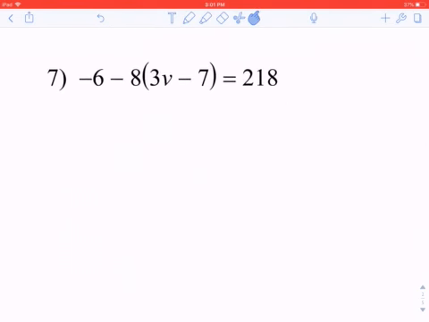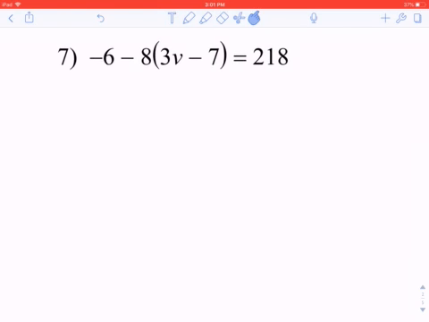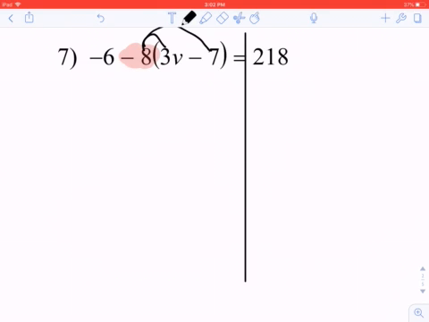Number 7. We need to be very careful because it is tempting to combine 6 and 8, but we cannot do that. Our order of operations requires us to multiply this negative 8 with 3v and negative 7. So I'm going to go ahead and work through that first. Negative 8 times 3v gives us negative 24v, and negative 8 times negative 7 gives us positive 56.